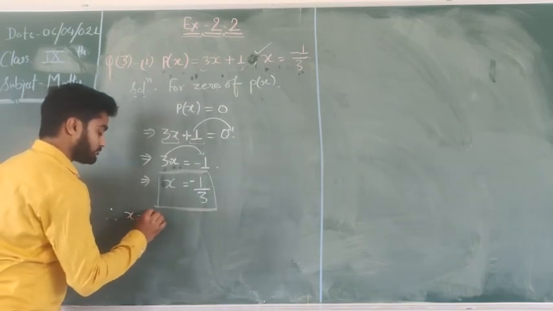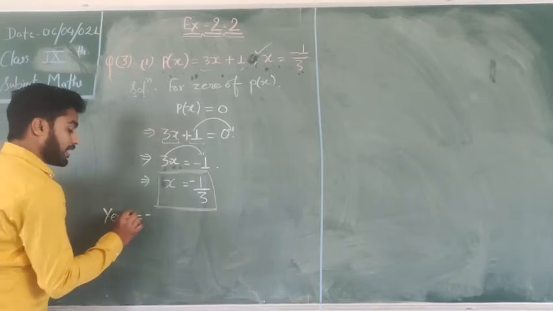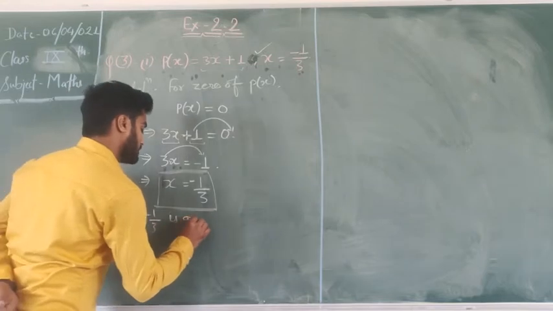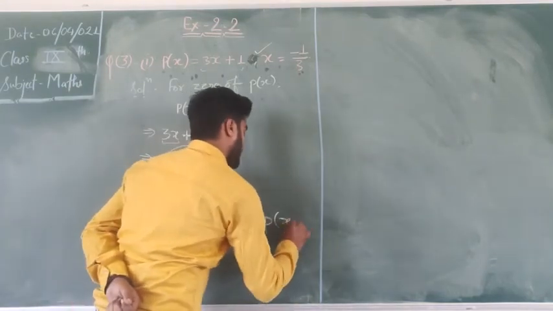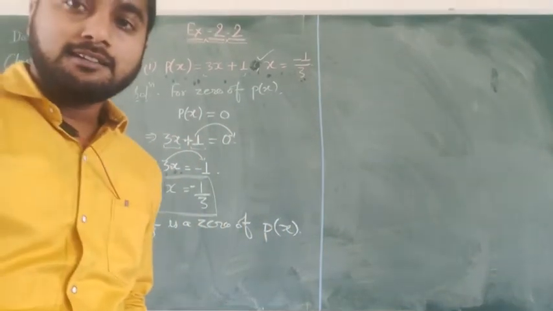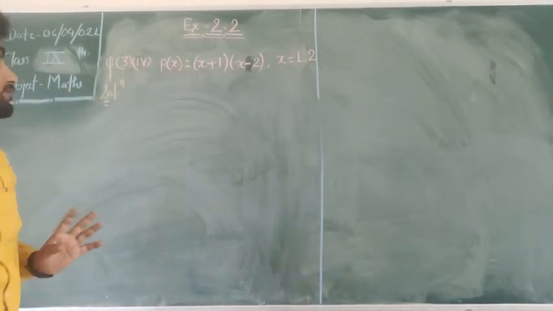therefore x equal to -1/3 is the zero of p of x. Clear? Do similarly question number second. There is question number 4, which is slightly different from the first one.